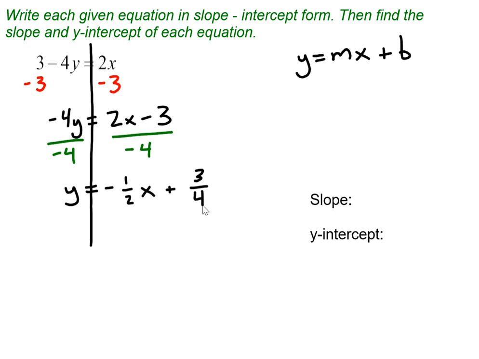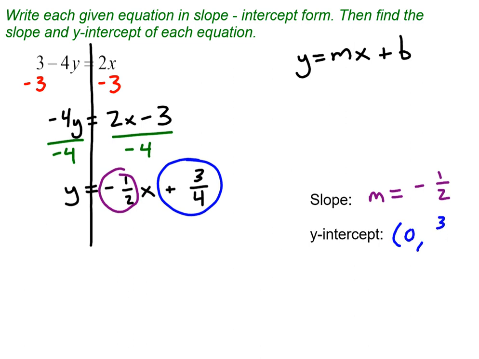So my slope is going to be -1/2. So I'm going to say m equals -1/2. My y-intercept is +3/4, so it's going to be (0, 3/4).